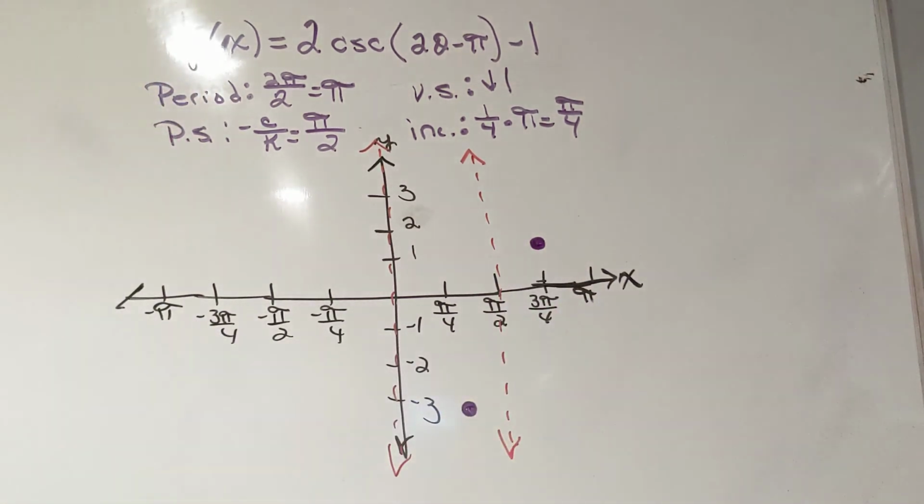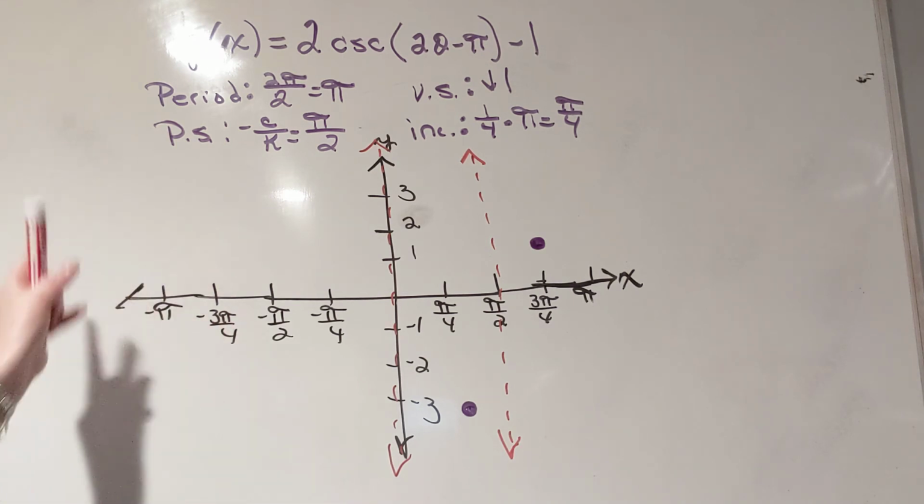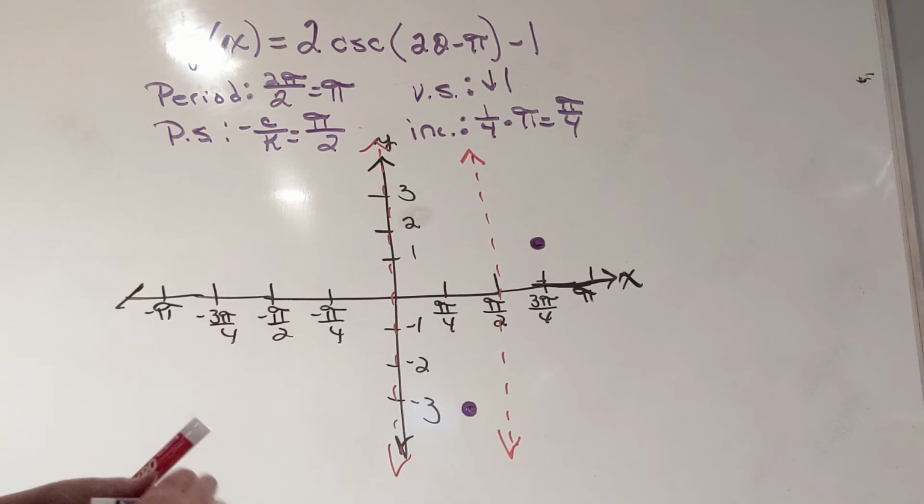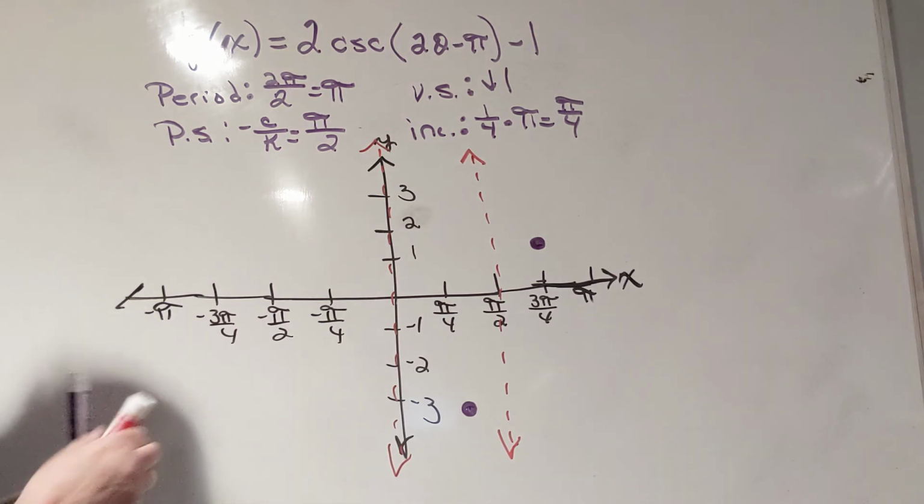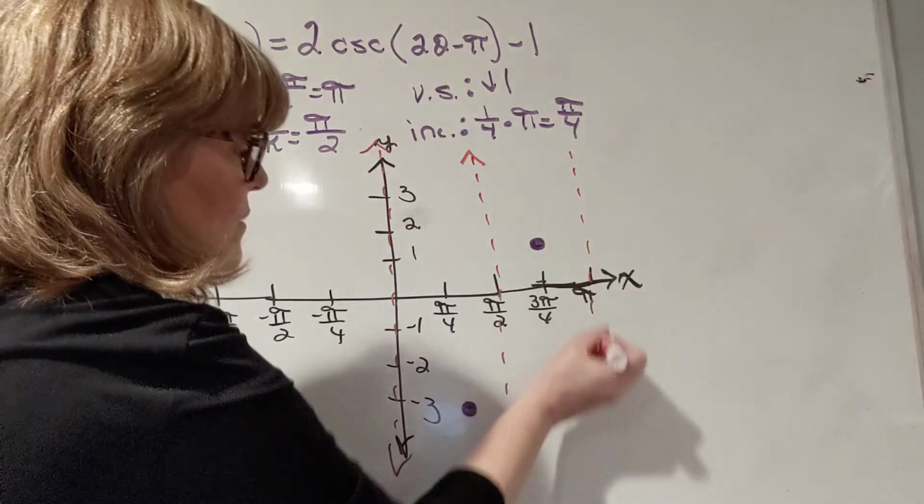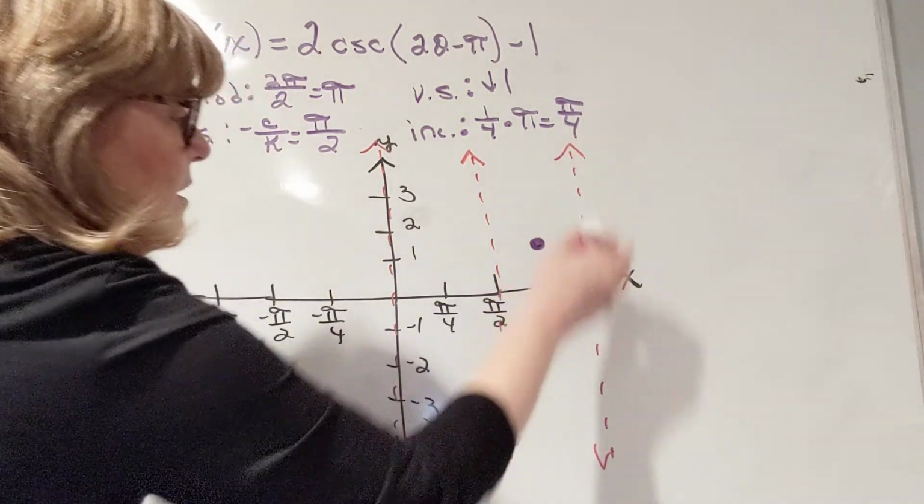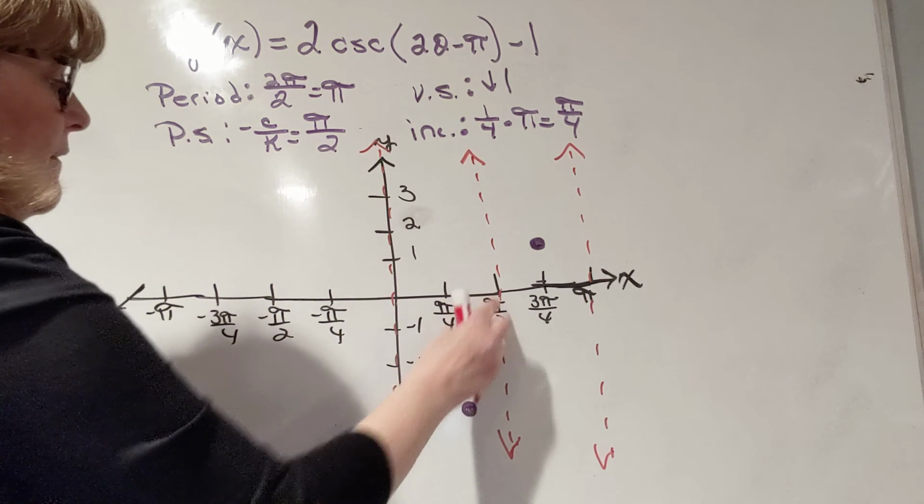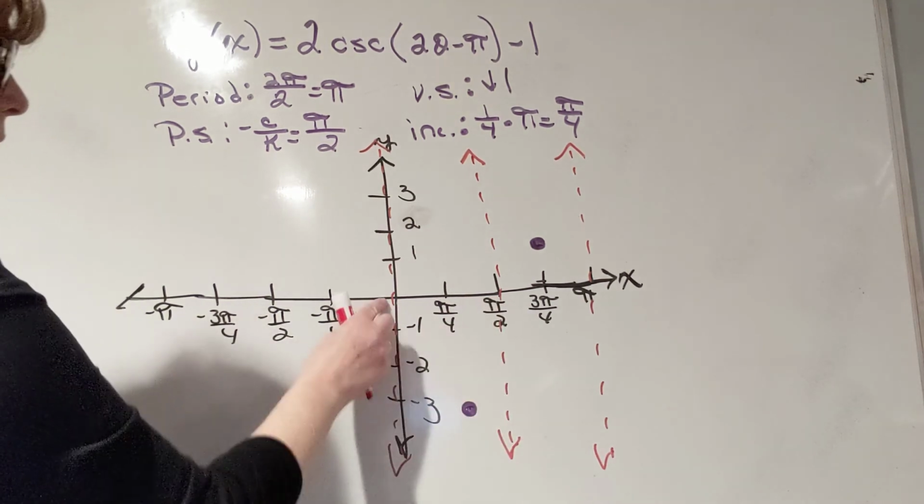Now replace theta with pi. 2 times pi is 2 pi. 2 pi minus pi is pi. Cosecant at pi is 1 over 0, which is undefined. And if it's undefined and you multiply it by 2 and subtract 1, it's still undefined there. So we put in a dashed line. So we're undefined, 1, undefined, negative 3, undefined.